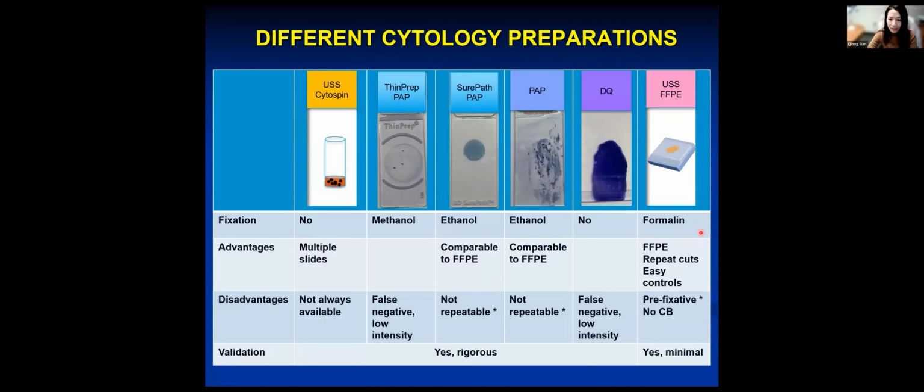Regarding ICC, according to literature, it's actually SurePath and Papanicolaou stained slides that demonstrate comparability to formalin-fixed paraffin-embedded samples. In contrast, ThinPrep and Diff-Quik might exhibit false negatives and lower intensity in ICC results. Therefore, rigorous validation is necessary for the majority of these smear preparations, while cell block requires minimal validation.